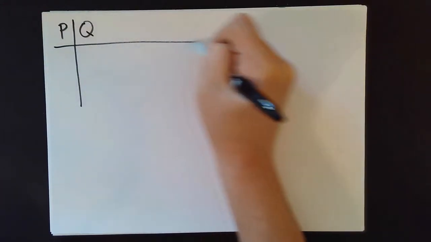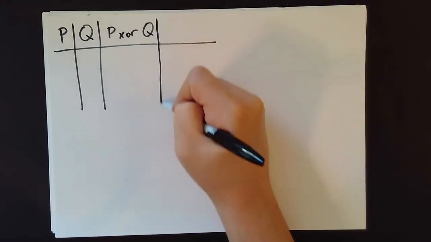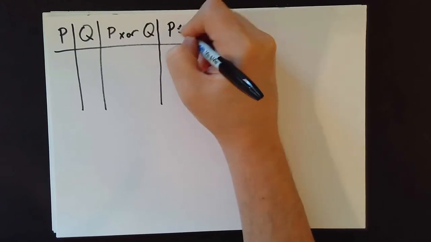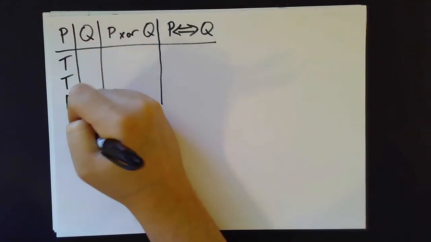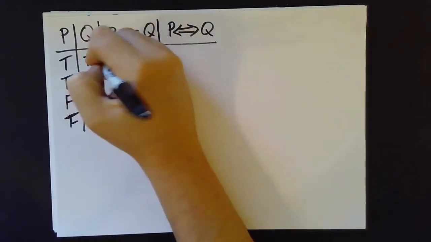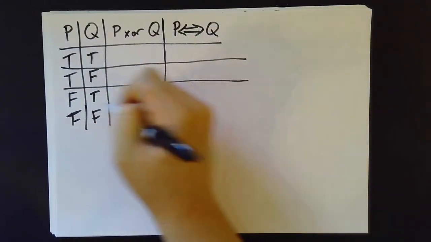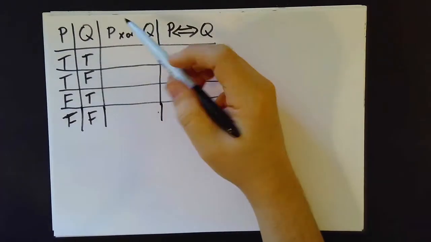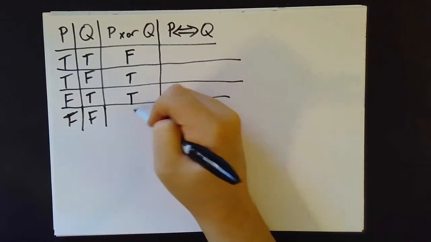Okay, let me make another note about where XOR shows up most naturally. So let's write down a truth table here. And I want to make a note about how we can most naturally think of P XOR Q. Okay. Namely, P XOR Q, we should know how to fill this in. So this is false, true, true, false.